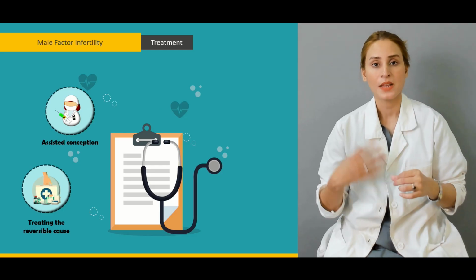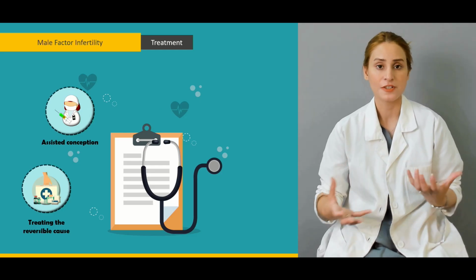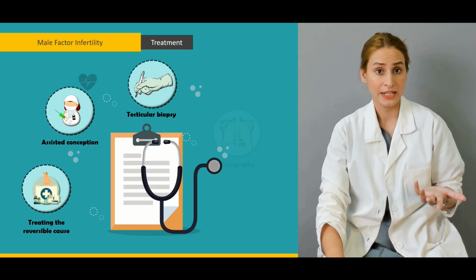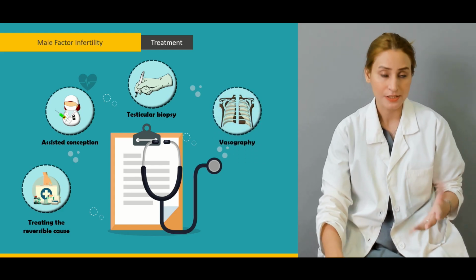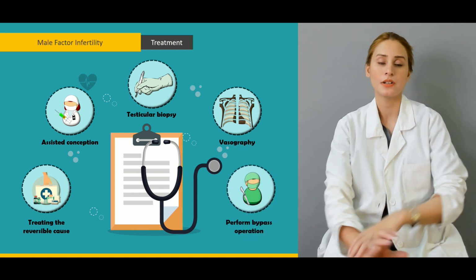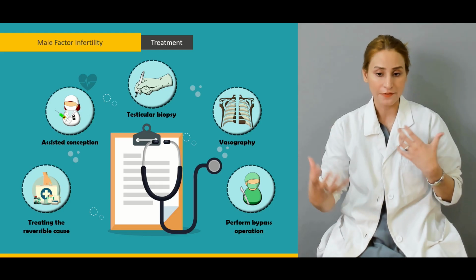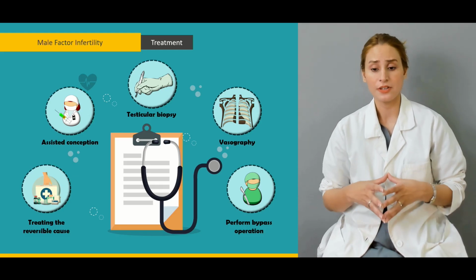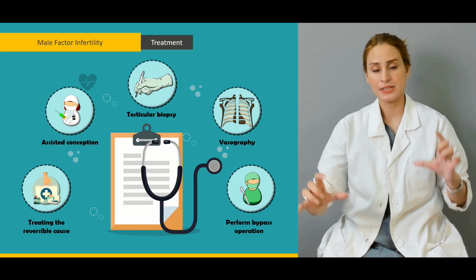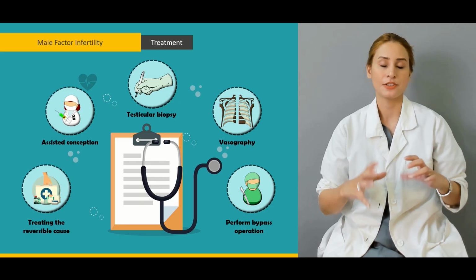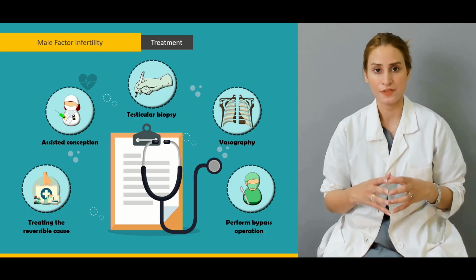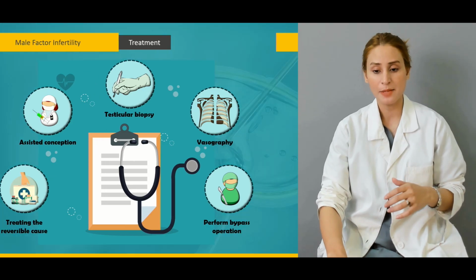But if the cause is not reversible, then you're going to assist the process of conception. And you perform the testicular biopsy. There's another important investigation, which is vasography, of the whole tract, the testes, epididymis, and the vas. If there's any kind of obstruction, you can find it. And sometimes if the pathway, epididymis and vas, is obstructed, and there's a hindrance to the transportation of the sperms, you're going to do a bypass operation.